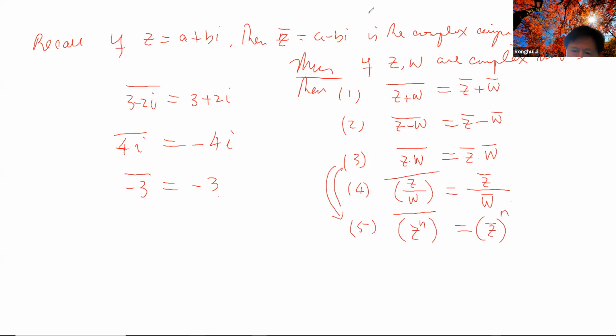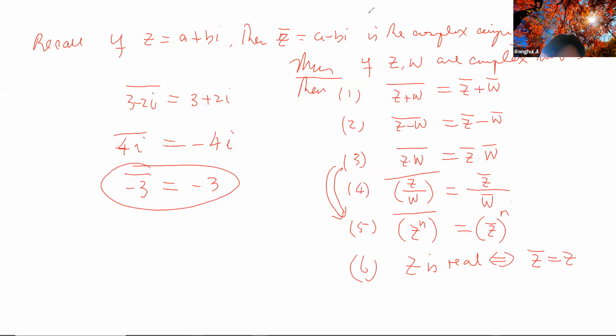3 implies 5, right? Instead of just doing 2 of those, you do 3 of those, 4 of those, and you just keep going. Now the last one is, z is a real number if and only if the conjugate equals itself. Okay, like this one, you see here. Do you agree?